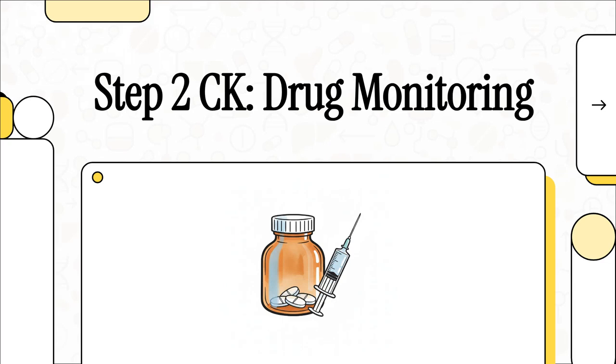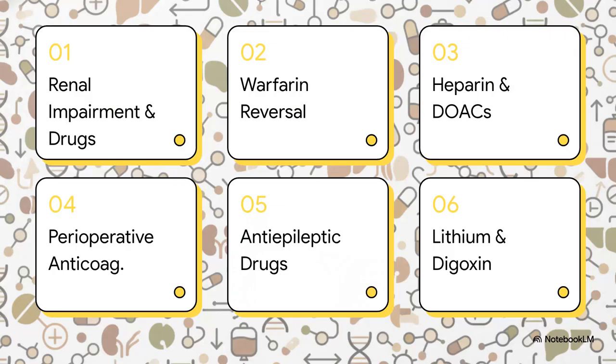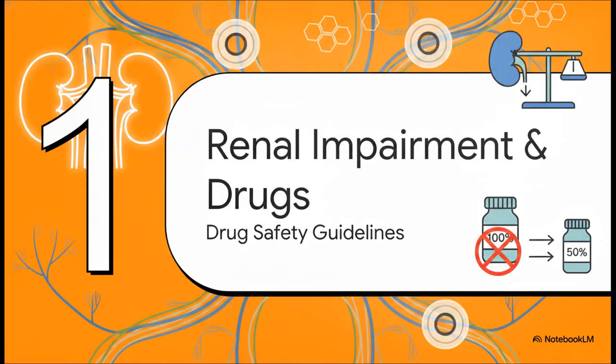Let's dive right into this explainer on high-yield therapeutic drug monitoring for Step 2 CK. Before prescribing any high-risk medication, we always need to evaluate renal and hepatic clearance, narrow therapeutic indices, and potential drug interactions. Today's agenda covers renal impairment and drug safety, warfarin reversal, heparin and DOAC management, perioperative bridging, anti-epileptics, and finally, lithium and digoxin toxicity.